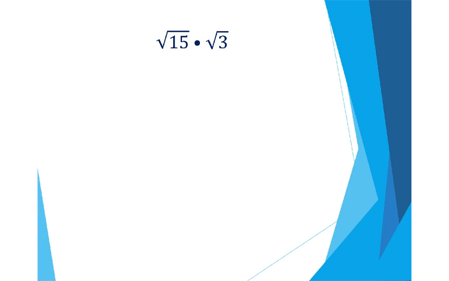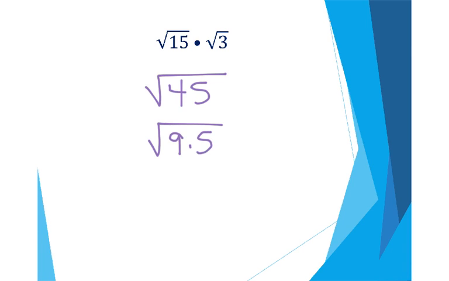Square root 15 times square root 3, now 15 times 3, that's 45, and I can write that, but I'm also going to be breaking that down, so it's going to be 9 times 5. Now why do I choose that and not 3 times 15? Because I know that 9 is a perfect square, and so the square root of 9 is 3, and then square root of 5 is what's left, and there's my answer.